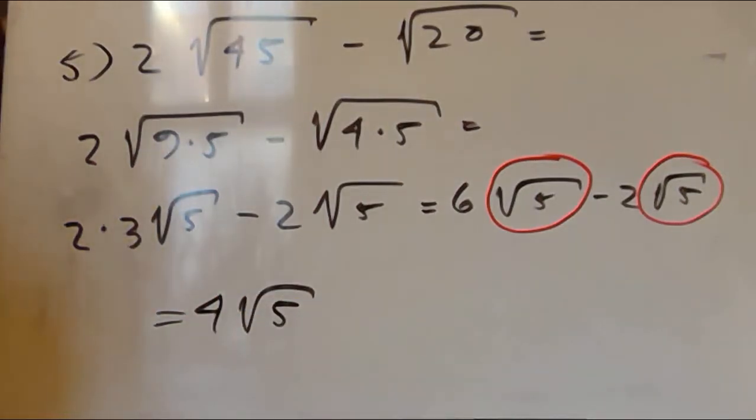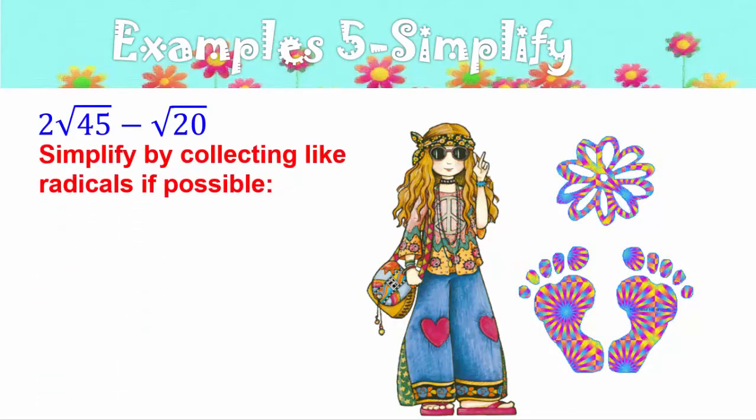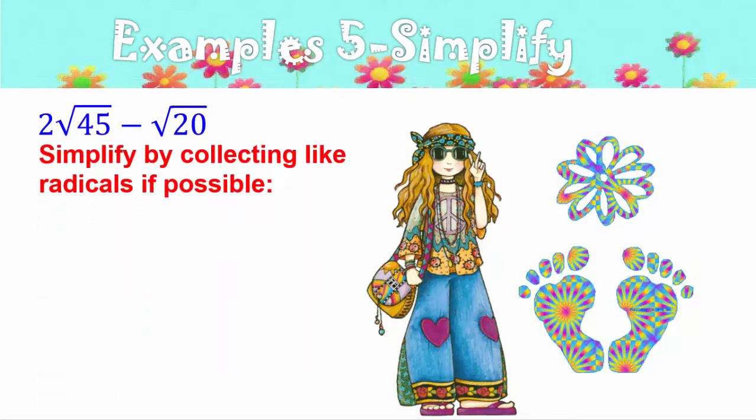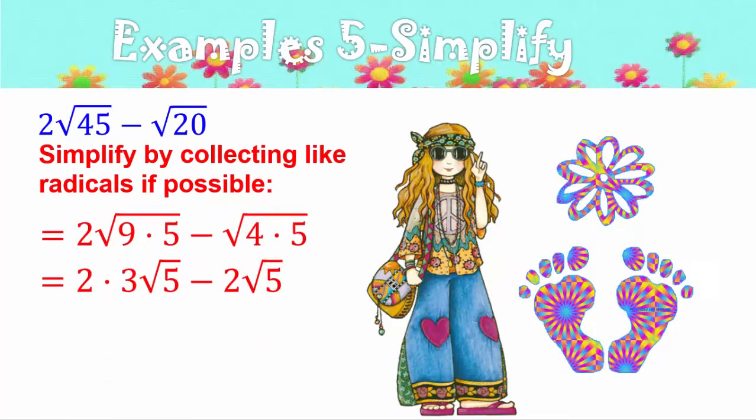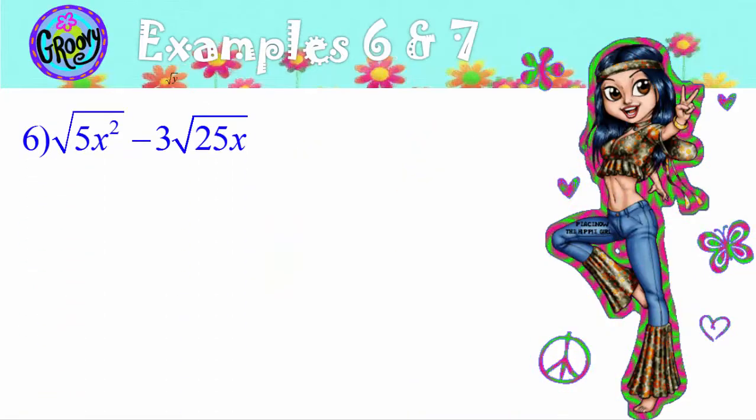square root of 5. Reviewing what we just did on the whiteboard, we simplify by collecting like radicals if possible. So we did this, and we got finally 4 square root of 5. In example number 6, we're asked to simplify the square root of 5x squared minus 3 square root of 25x. So let us go over to the whiteboard and see how we could simplify this one.